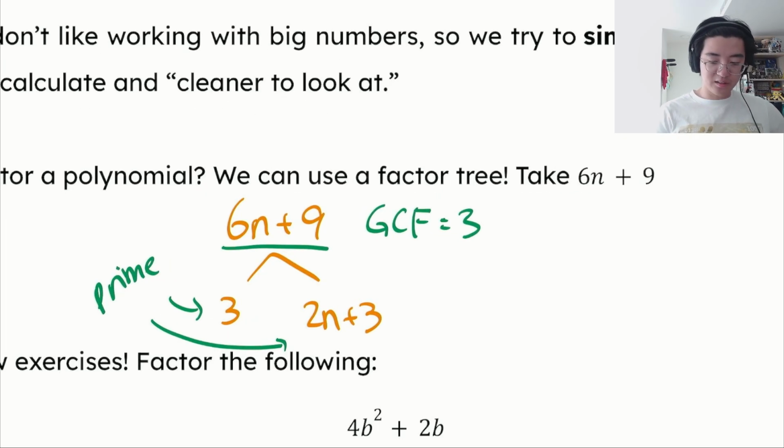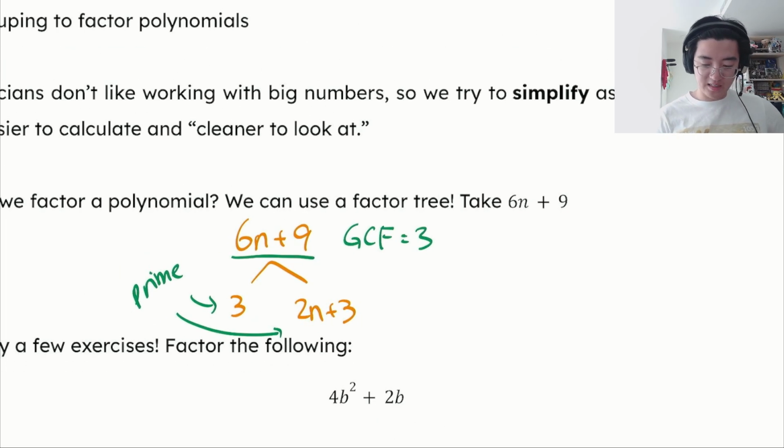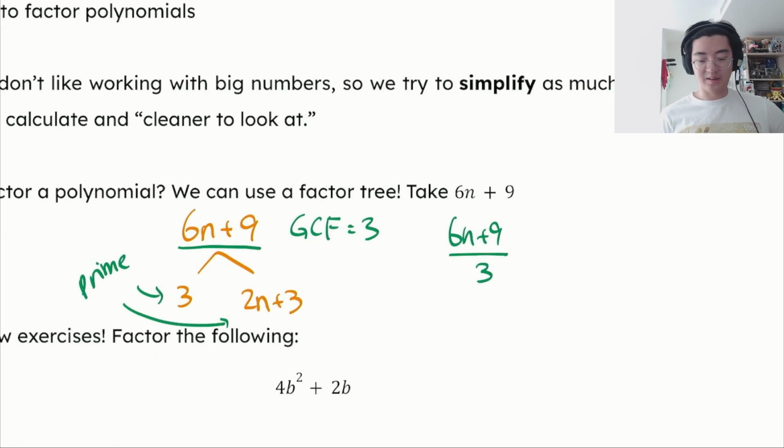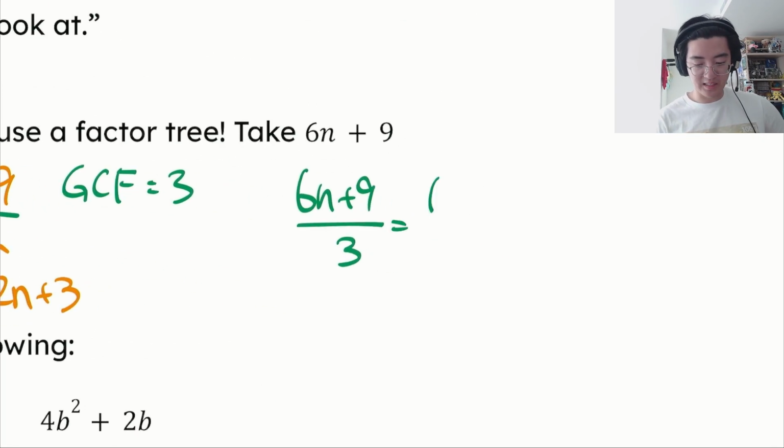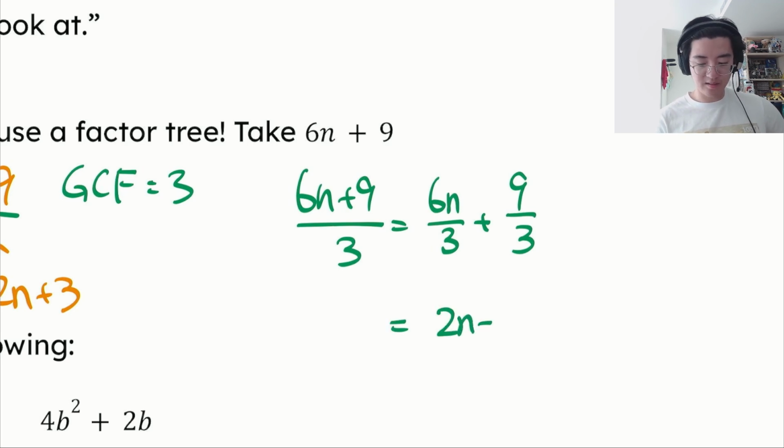And also remember that when we divide a polynomial by a single number, we're essentially just splitting it up because we have a plus sign at the top. We're just splitting it up. And this gets us 2n plus 3.